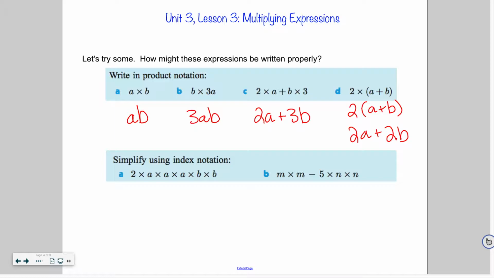Okay, talk to each other, see if you can get a partnership agreement on those two.